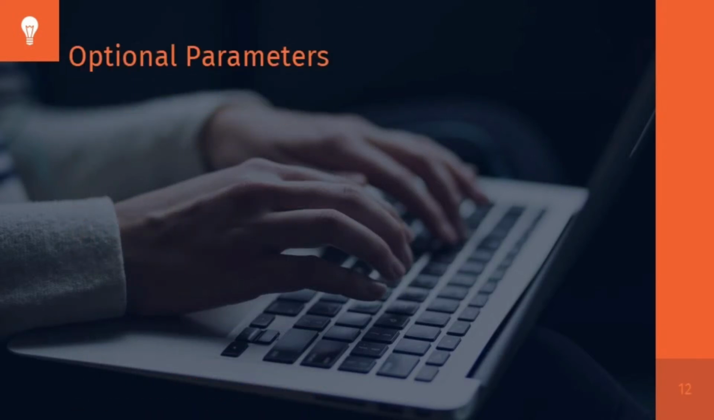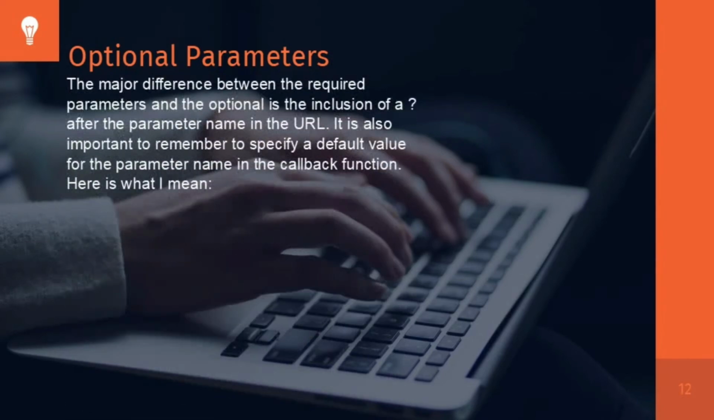So the next one is optional parameters. The major difference between the required parameters and the optional is the inclusion of a question mark after the parameter name in the URL. It is also important to remember to specify a default value for the parameter name in the callback function. Here is what I mean.